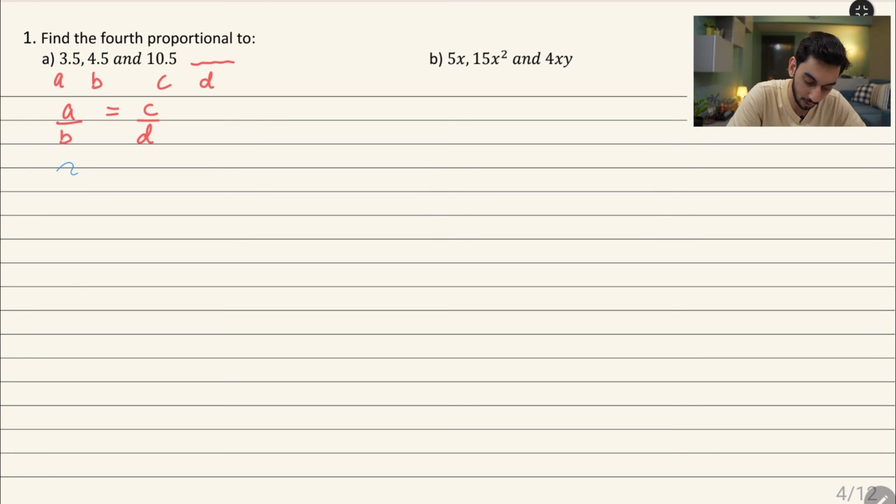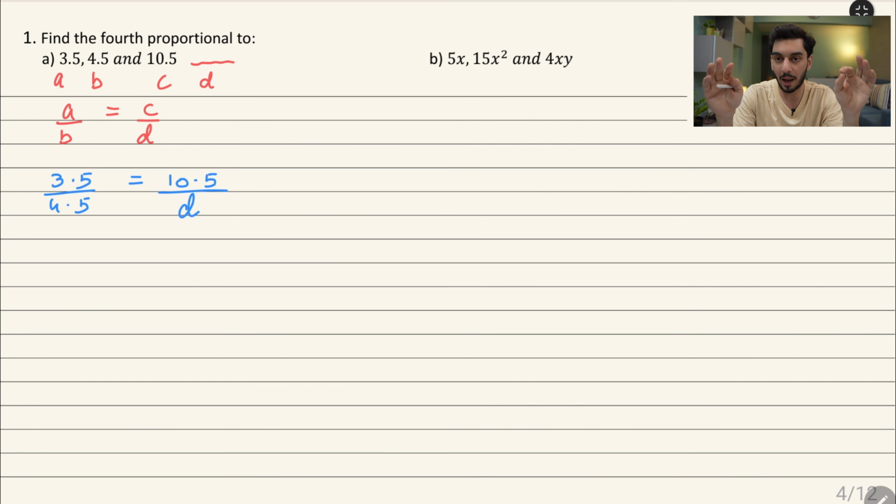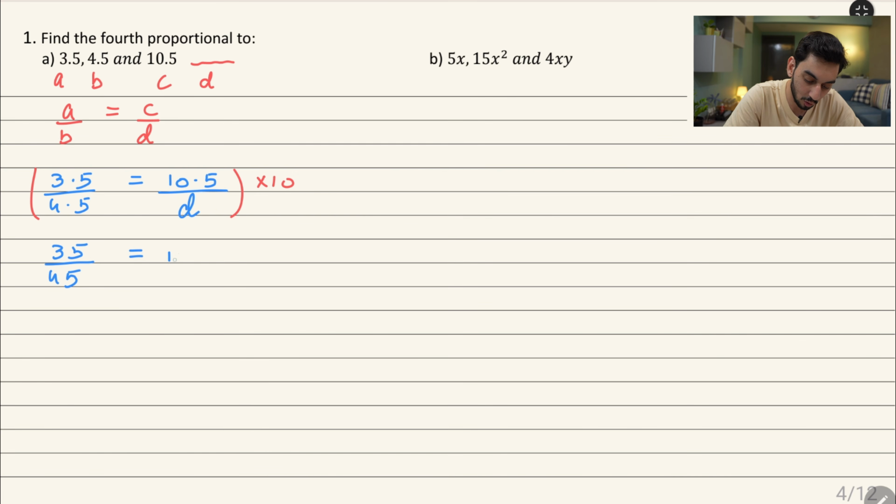Let us just plug in the values. So this would be 3.5 upon 4.5 is equal to 10.5 upon something. Let us just call it D. Now I see that everybody has one decimal place. I'd be really happy if I just multiply the entire thing by 10 so that the decimals go away. So this would become 35 upon 45 is equal to 105 upon, don't forget to multiply the D with 10 also, so it becomes 10D.